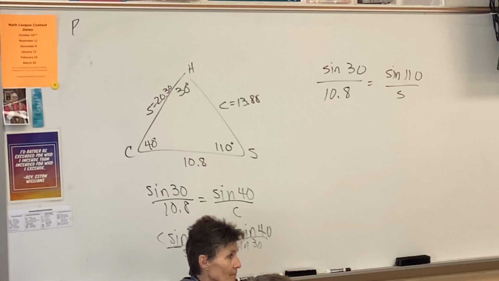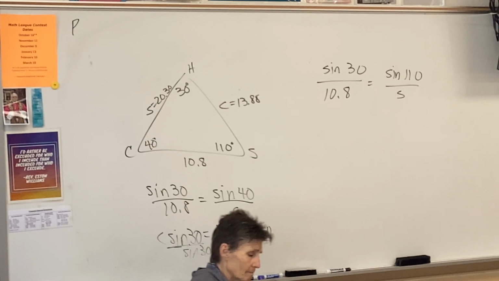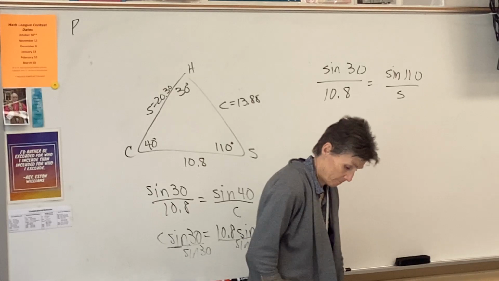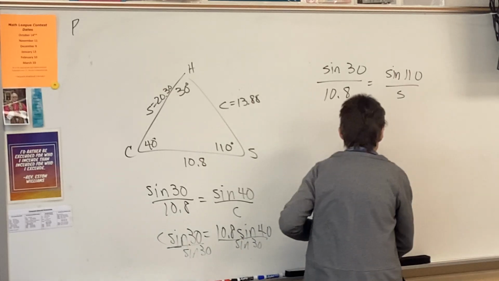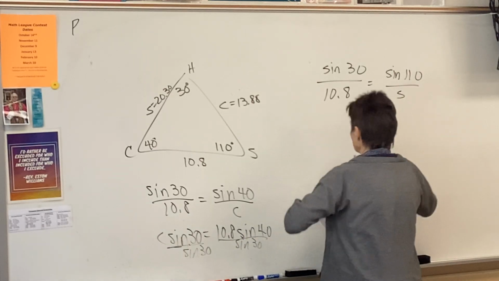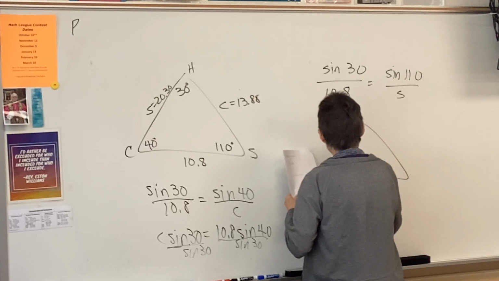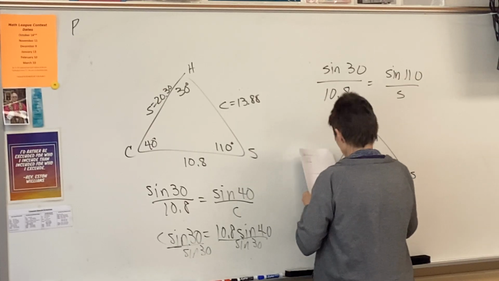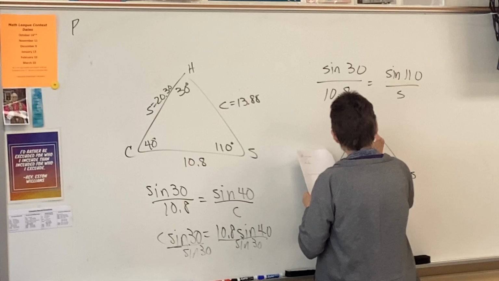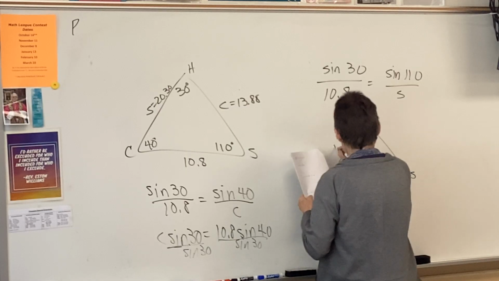Okay, so now you're doing the exact same setup, but for the H. So we have to find H. So we'll go sine 79 again over 19.1, because you just have to use what you started with, equals sine 48 over H. And now we're doing the same thing, cross multiply, divide. Did you get 14.46?